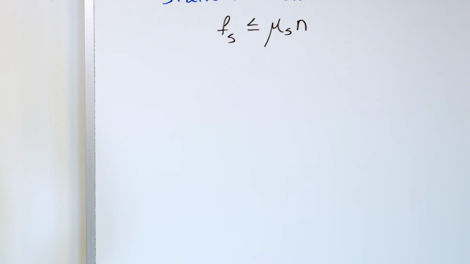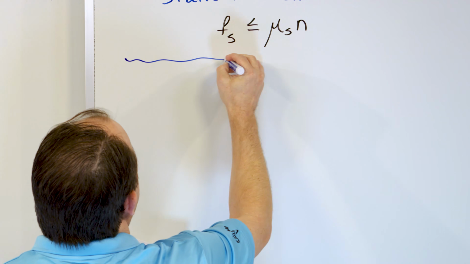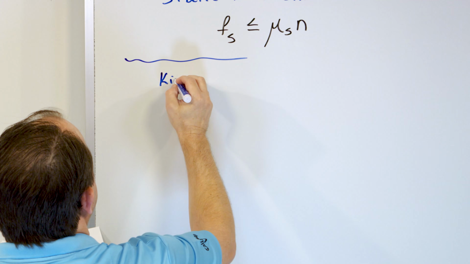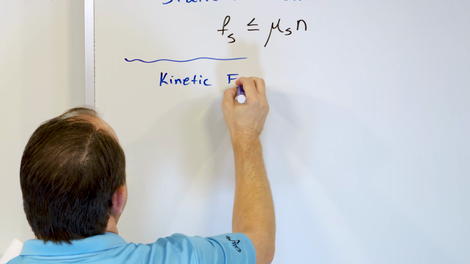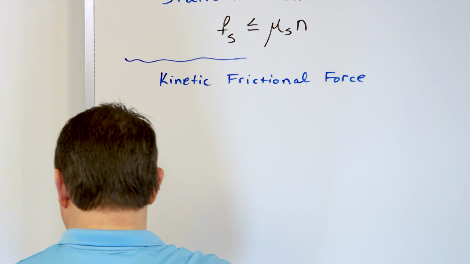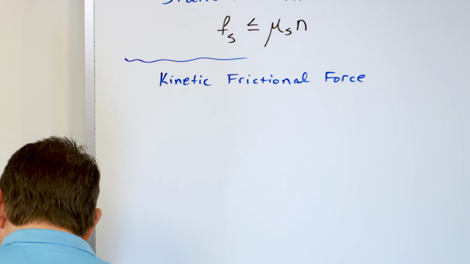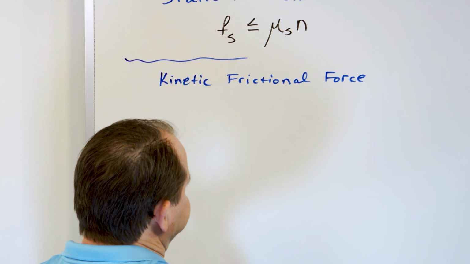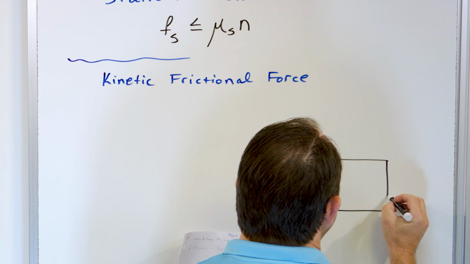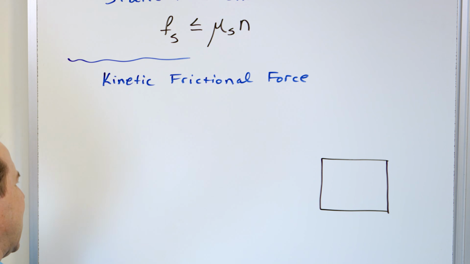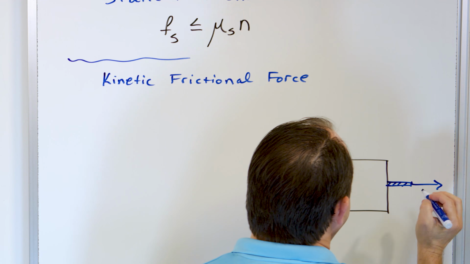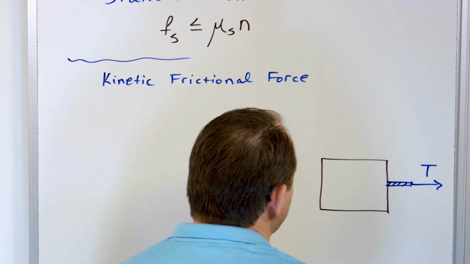Now, let me move on to the next case, which is the kinetic friction. I'm going to call it the kinetic frictional force, right? And it might be a good idea to go ahead and just draw a quick picture here. Let's say we have a box sitting on the ground. And what's basically going on is you have some rope or something attached right here, and I'm pulling to the right with some force or some tension T. I'm pulling on a rope, let's say.